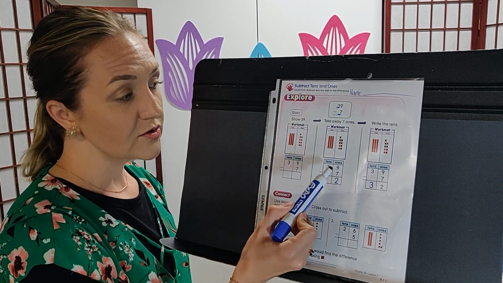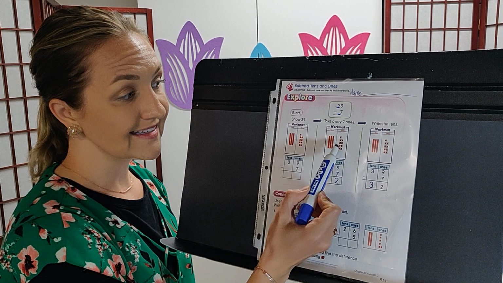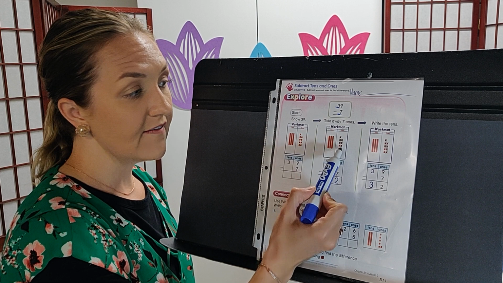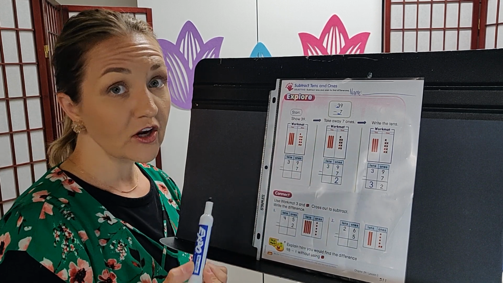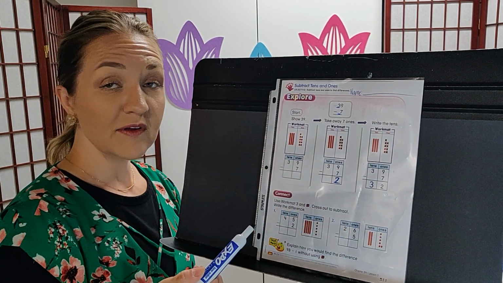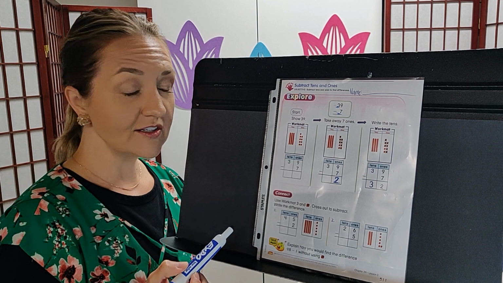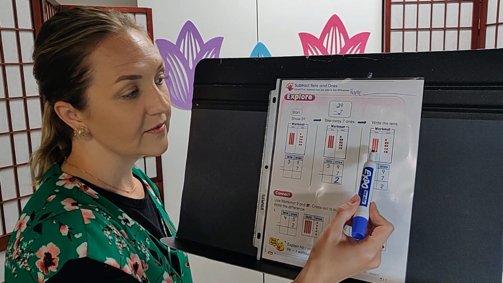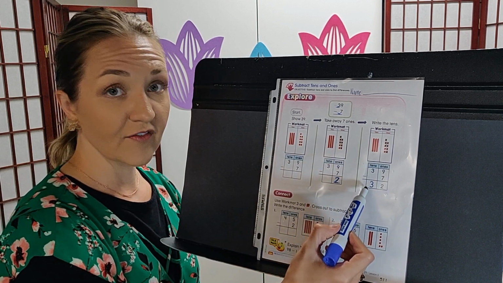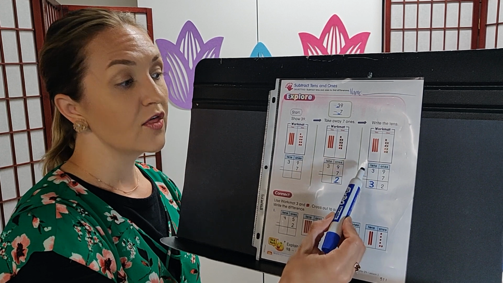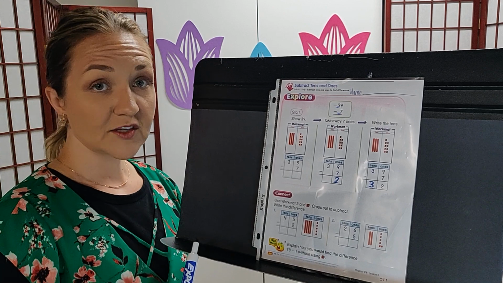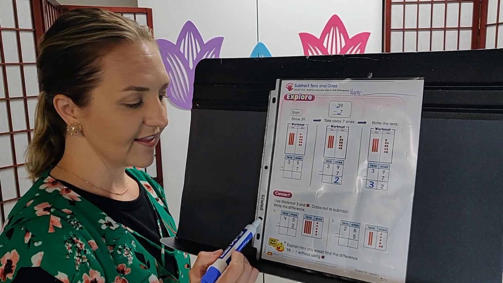So we're going to go to our next part. They show us 7 of the ones need to take away or cross out. So they've crossed out 7 of the ones. How many are still left? 2. So now that we've looked at our ones column, we also need to look at our tens column. So we had 3 tens at the start. We didn't take away any of the tens, so we still have 3 of them, meaning 39 minus 7 is equal to 32.